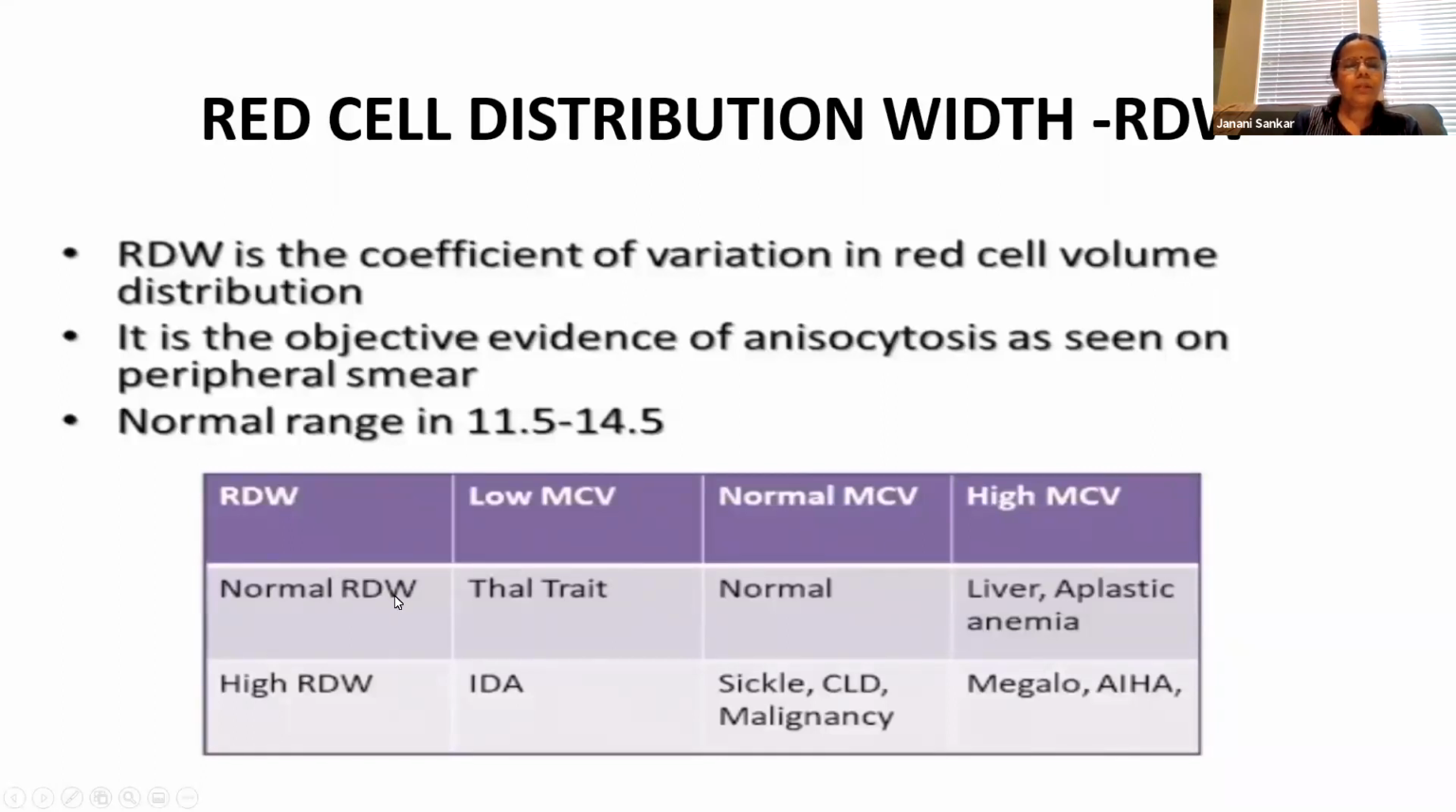When the RDW is normal but the MCV is low, think of thalassemia trait. RDW is normal, MCV is normal, that is the normal thing that is expected. RDW is normal, MCV is high, then think of something to do with the liver or aplastic anemia. When the RDW is high and the MCV is low, think of iron deficiency anemia. When the RDW is high and the MCV is normal, think of sickle cell anemia, chronic liver disease, or malignancy. When the RDW is high and the MCV is high, think of megaloblastic anemia or autoimmune hemolytic anemia.